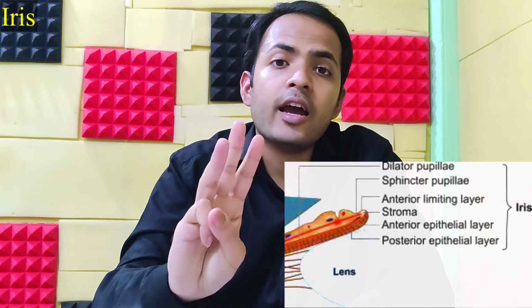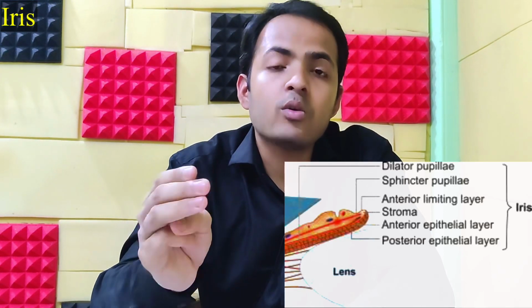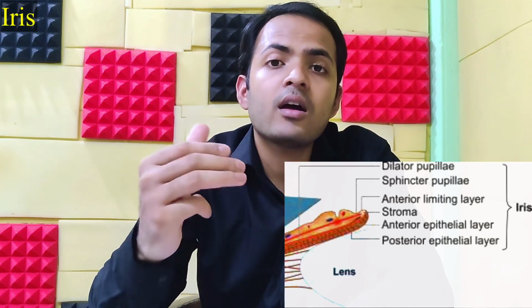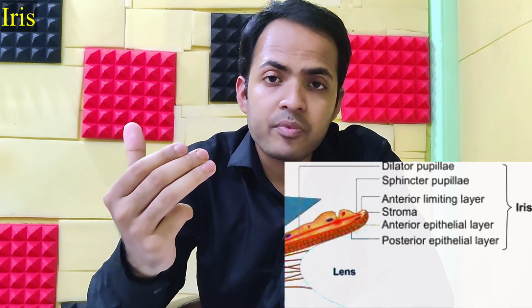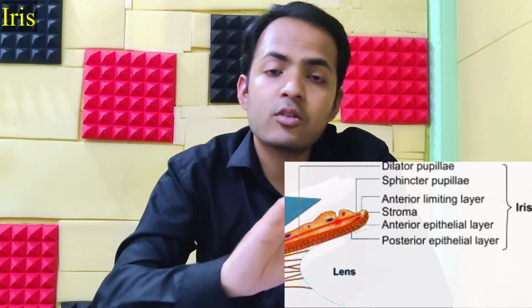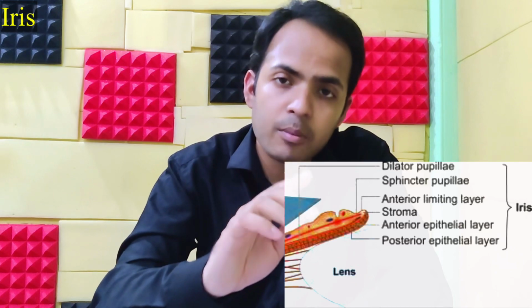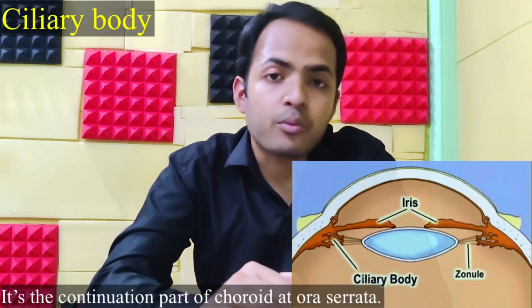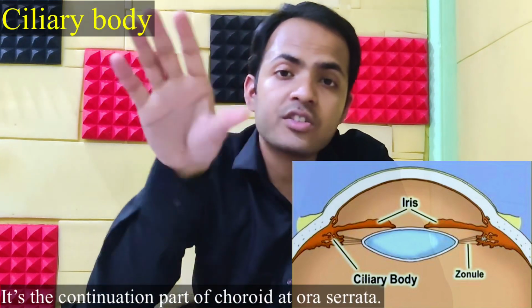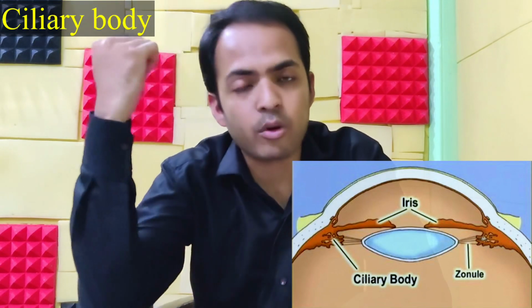And then you find the anterior pigmented epithelial layer, which is basically the continuation of the anterior pigmented epithelium layer of the retina. And then you find the posterior pigmented epithelium layer, which is basically the continuation of the non-pigmented epithelial layer of the retina. Now the ciliary body, as you can see in this photo, is basically the continuation of the choroid at the ora serrata. What is the ora serrata? We'll talk about it later, not now.